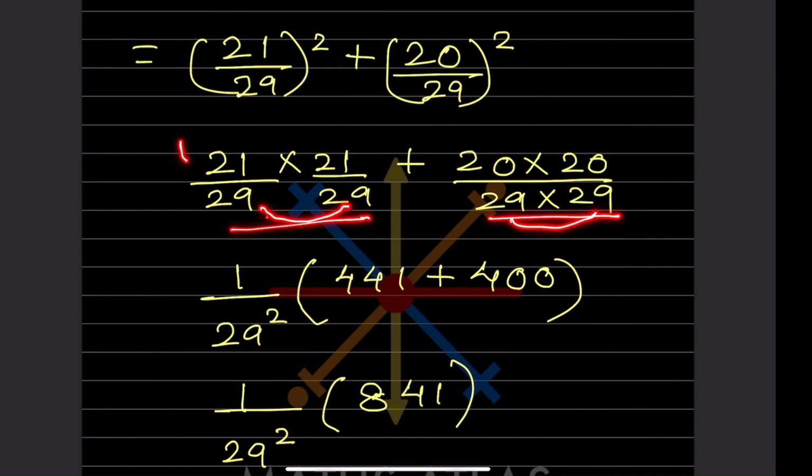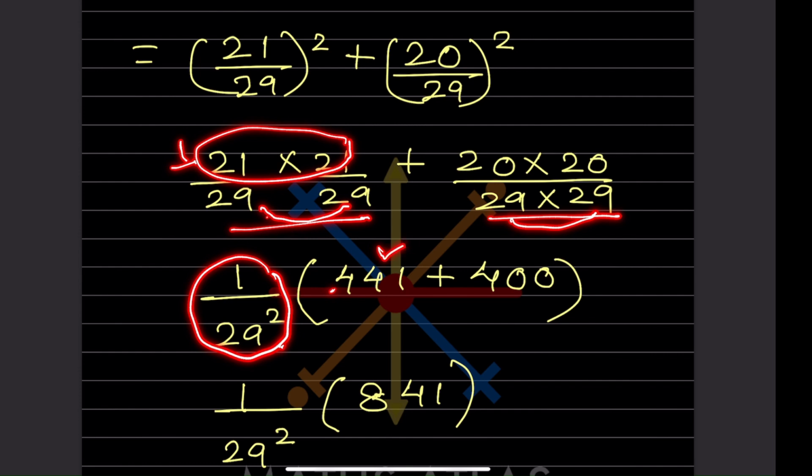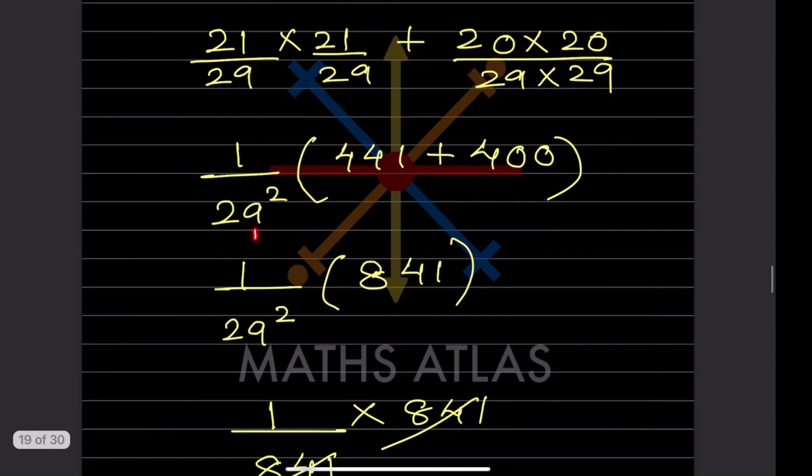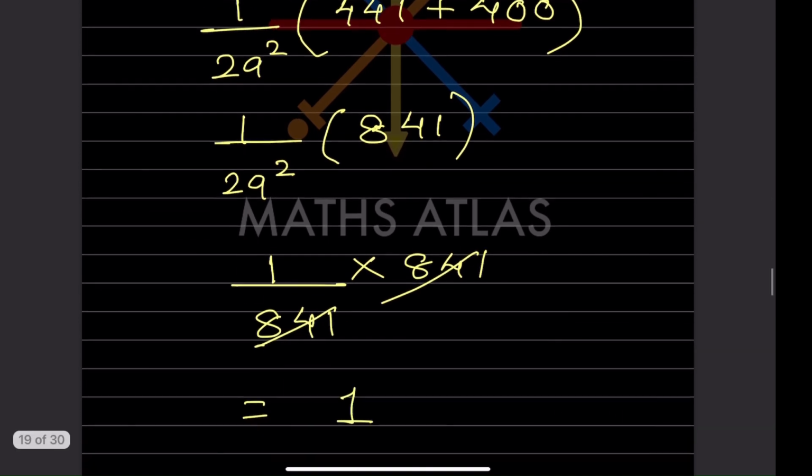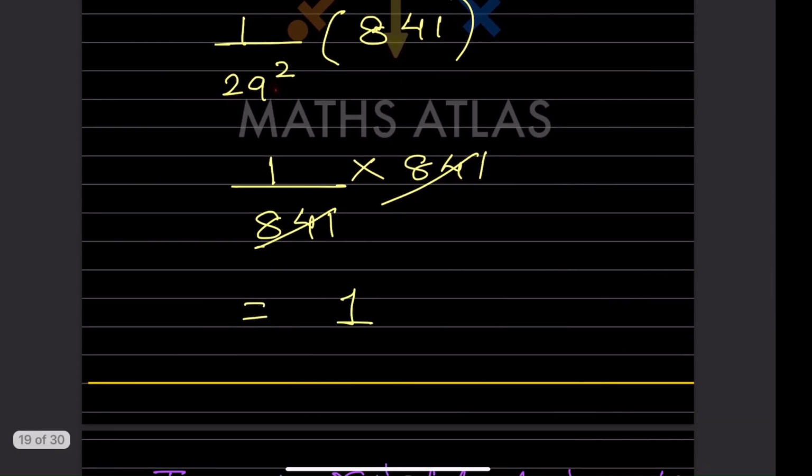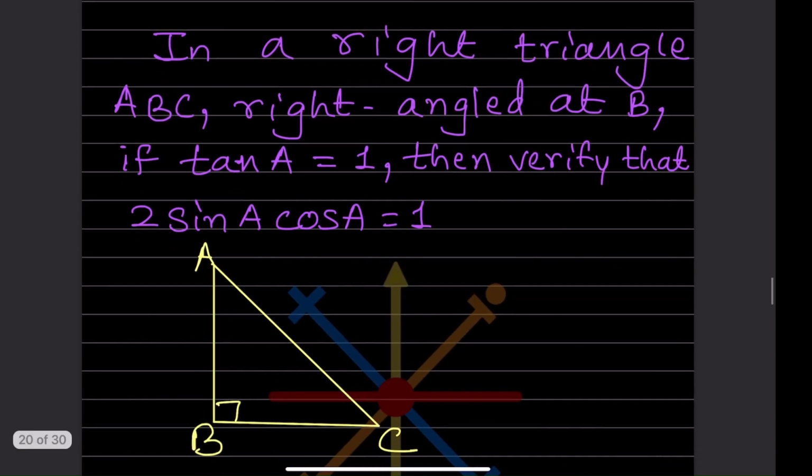So that will be, nothing is in the numerator, so you can write a 1 divided by 29 square. And what remains is 21 into 21, that is 441, plus 20 into 20, that is 400. So you will write 1 by 29 square, and when you add, you get 841. So 1 by 29 into 29 is 841, so this and this get cancelled, that is going to be 1. So 1 into 1 is 1. So the answer is 1.